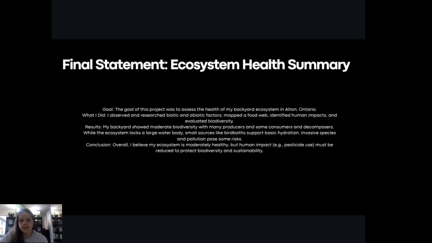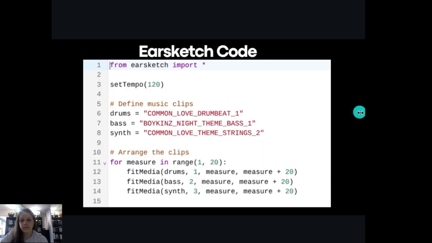While the ecosystem lacks a large body of water, small sources like bird baths and pools can support basic hydration. Invasive species and pollution pose some risks. Overall, I believe my ecosystem is moderately healthy, but human impact, like pesticide use, must be reduced to protect biodiversity and sustainability.